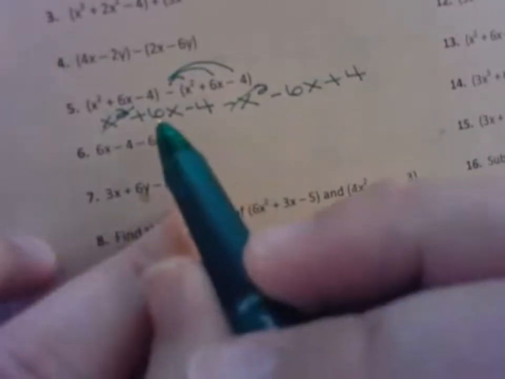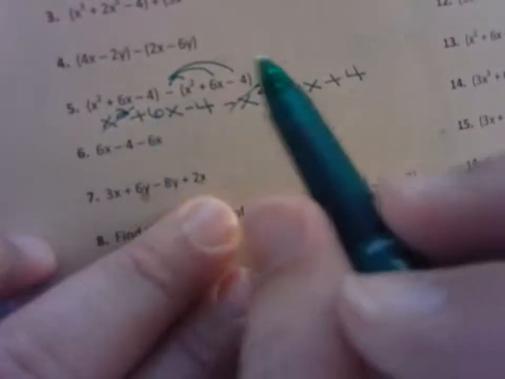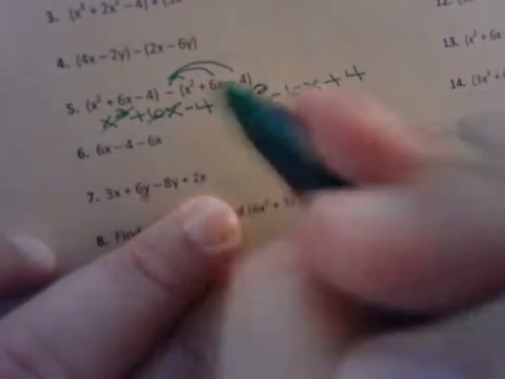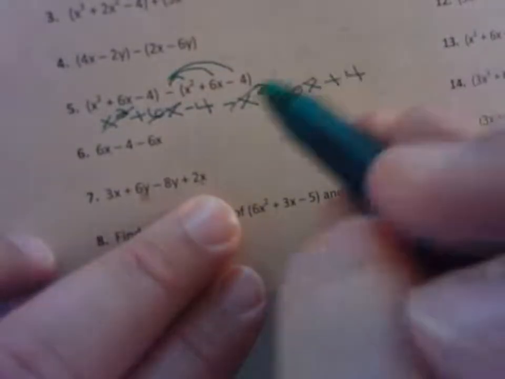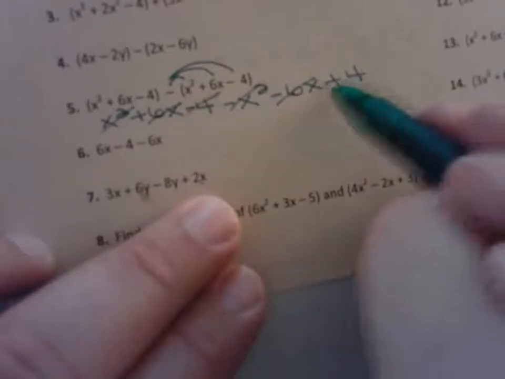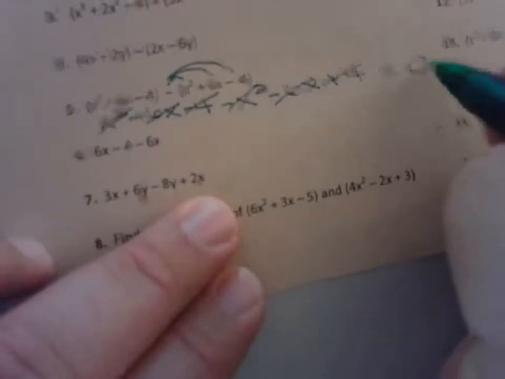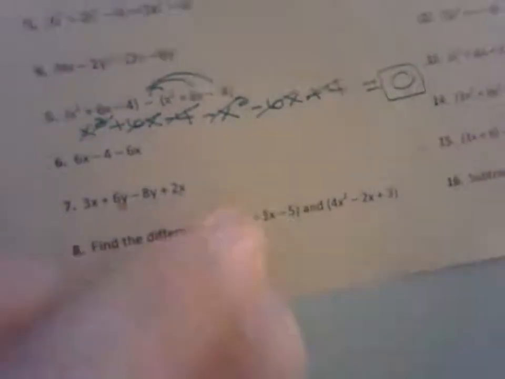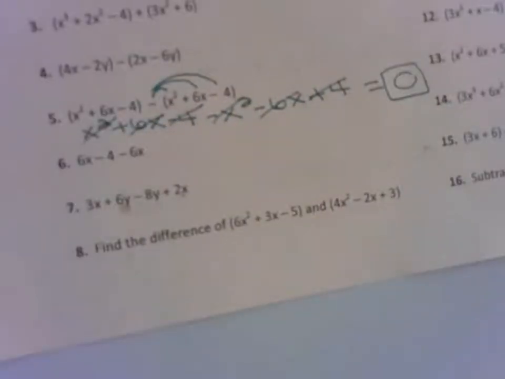If I look at my x's, 6x minus 6x. Nothing again. Same thing minus the exact same thing is gone. Negative 4 plus 4. Nothing. So those all cancel, so that would just give me 0. So for 5, everything canceled out. So that just gave you 0. And that gives you E.